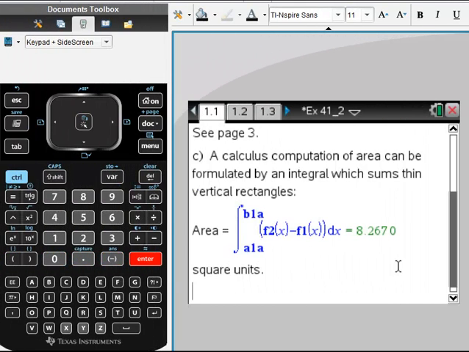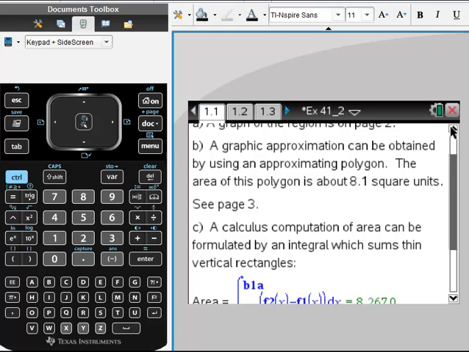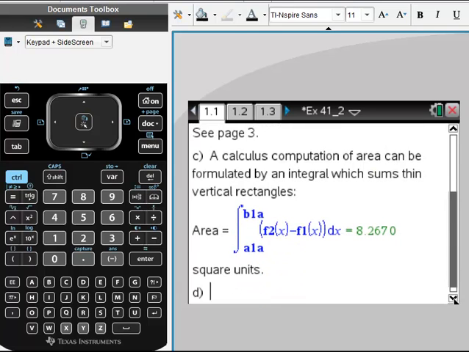It's time to go to part D, which is the assessment of correctness. Well, let's look back here. You got that calculus calculation 8.26. What was the graphic approximation? 8.1. Okay, this is very reassuring.